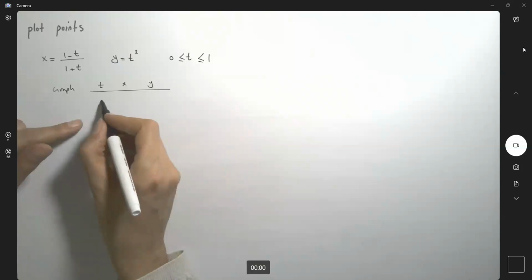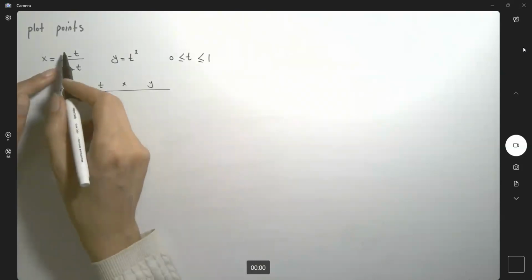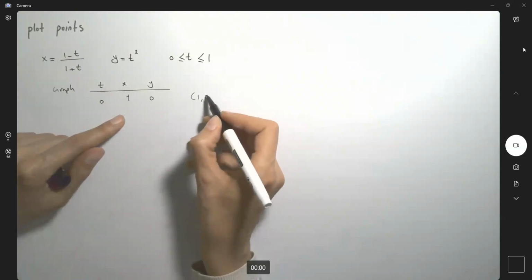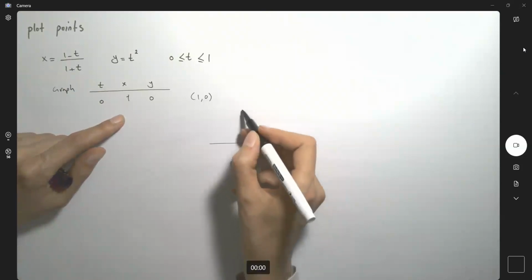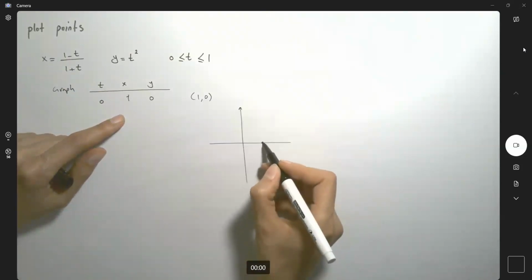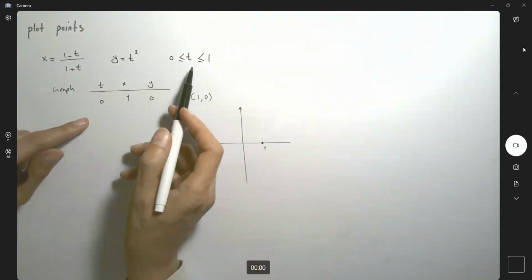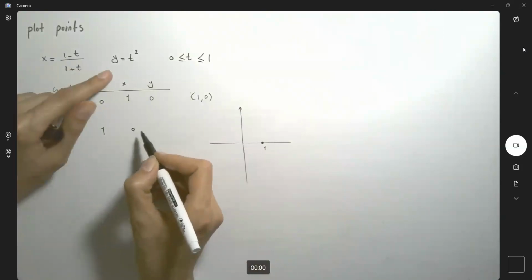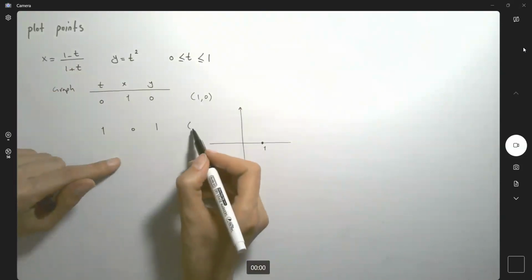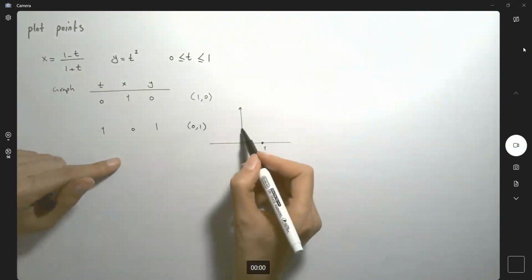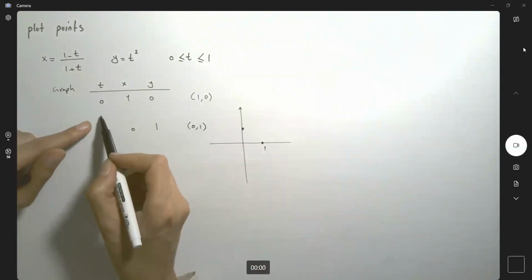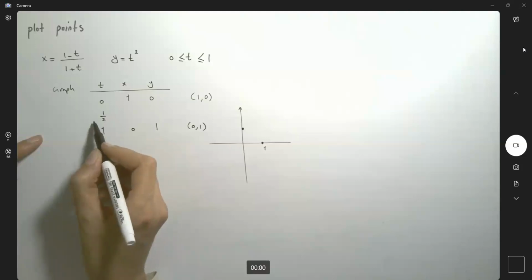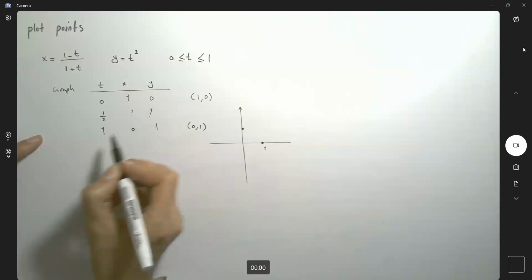So t can be 0. Let's plug in 0 here. If t is 0, my x becomes 1 and my y becomes 0. So far I have 1 and 0. Let us plug in, for example, 1. If I plug in 1, my x becomes 0 and my y becomes 1. So the next point is 0 and 1. We need to plug in more values in between. So for example, t equals a half or other values, and then evaluate our x.